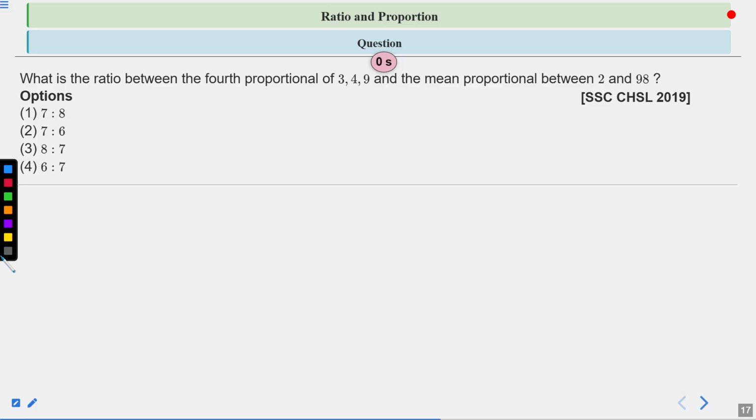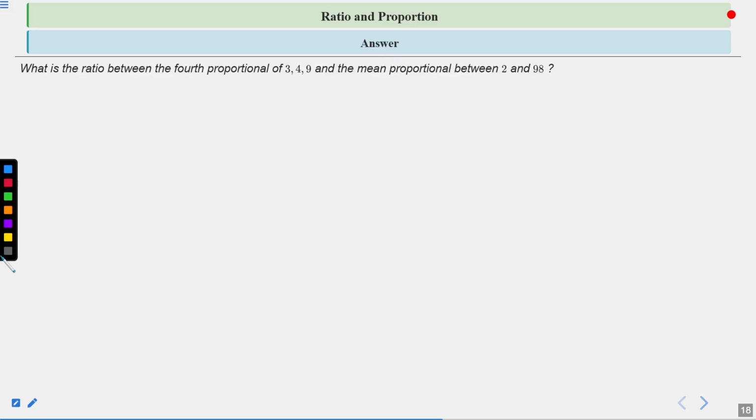Now time's up. Let's see the solution of this question. So the question says, what is the ratio between the fourth proportional of 3, 4, 9 and the mean proportional between 2 and 98? So we use the formula of fourth proportion and we get the value. And also we can calculate the mean proportion between 2 and 98, and then make the ratio between them. So the correct answer of this question is fourth one, which is 6 ratio 7. Now see the detailed solution of this question.